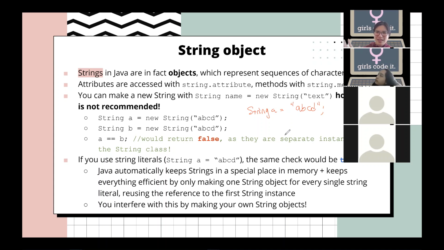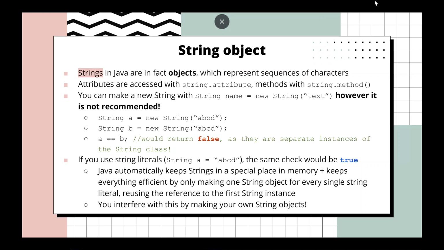And sometimes people get it confused because it's so easy to create a string like this that they'll think it's a primitive, but this is still technically the same idea as string A equals new string ABCD. So there is a way to create strings without having to use this. But just remember, the same thing would apply, that A would not equal B because they're two different objects. That way of making a string is called creating a string literal.